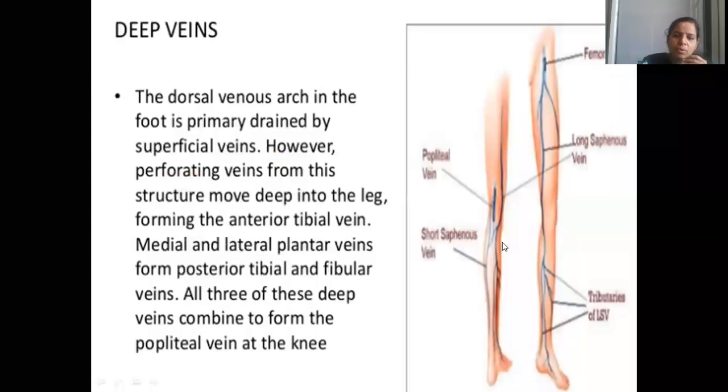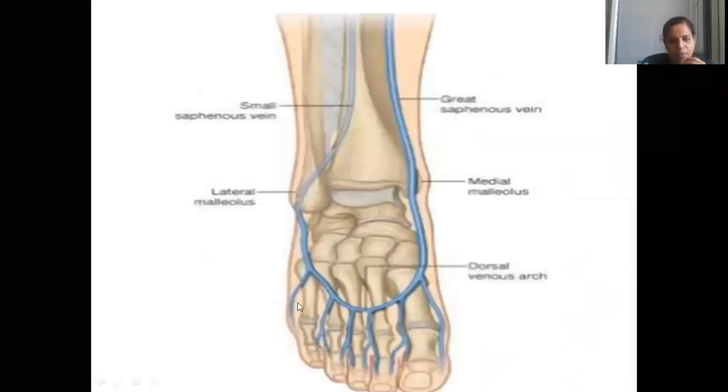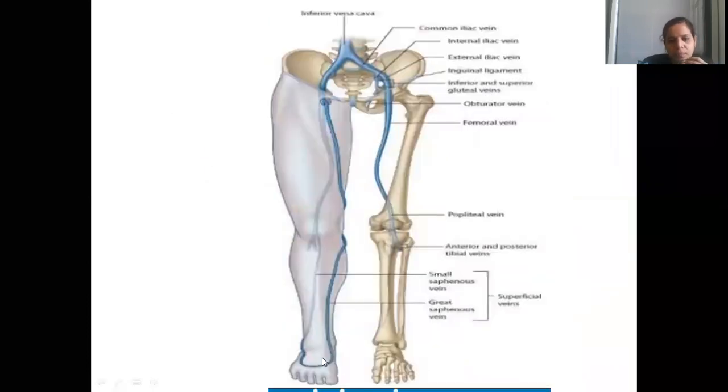Okay, so deep veins will be the ones which are associated with the deeper component. Okay, you can see very nicely. This whole thing is the dorsal venous arch. These are the metatarsal veins and digital veins. They are actually draining into the dorsal venous arch. Towards the medial side, it continues as the great saphenous vein. Towards the lateral side, it continues as the small or short saphenous vein. Many pictures I kept to emphasize the fact.